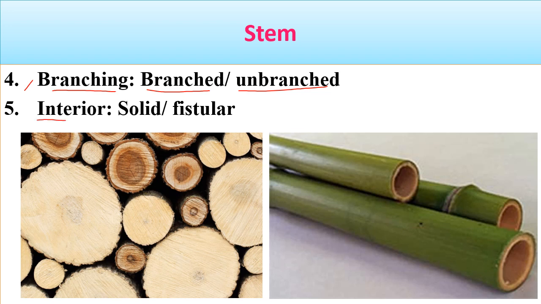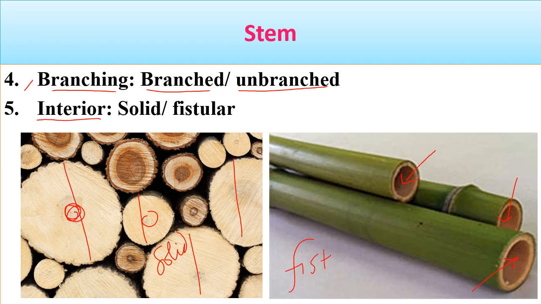Then interior means what? When you cut it in a portion and see the center part, if the center part is not hollow, then that is called solid. And if you see here in bamboo, the central part is hollow, it is not filled from inside, so this is called fistular. This is like a pipe, but here such a type of cavity is not present. This is called solid, and this is called fistular.